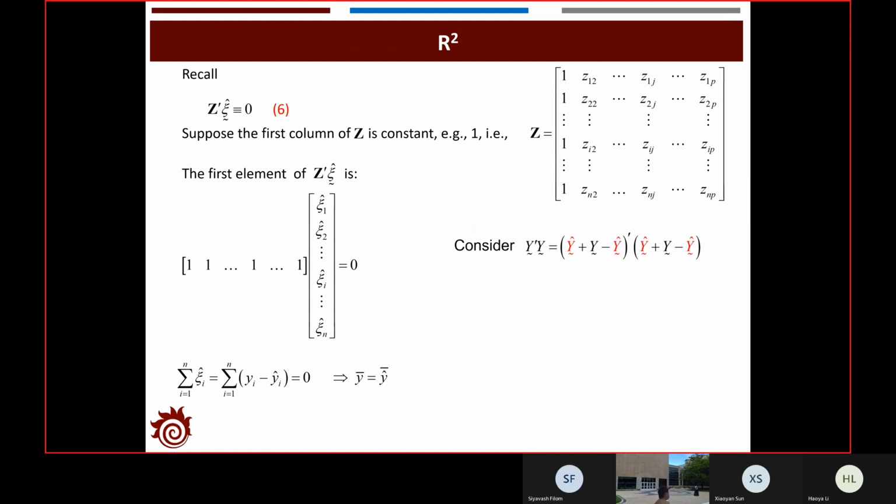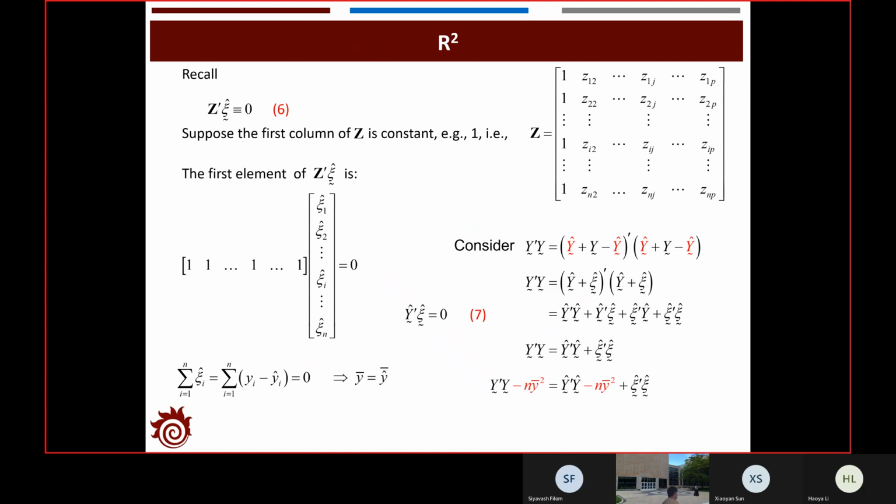And we also have another equation that we derived previously. It shows that y prime y equals y hat prime times y hat plus epsilon hat prime times epsilon hat. So this is the equation for us to define the R square. Let's go see the details.